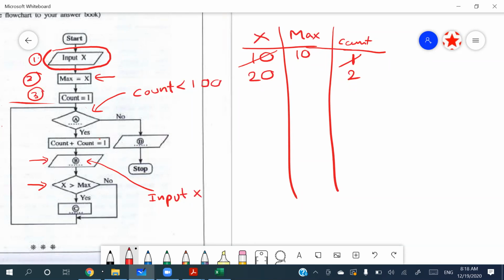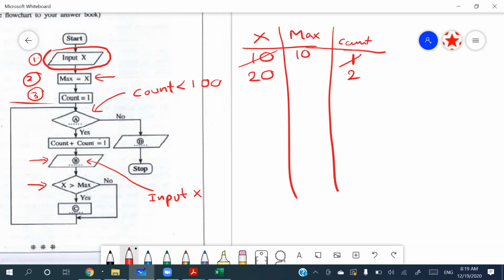So X is 20, max is 10. So it is, yes, it is true. So it is larger than max. Now the purpose of this flowchart is what? To find the maximum number. So if the given number is larger than the maximum number so far, අපි ගාව දැනට maximum කියලා අපි හිතාගෙන ඉන්නේ 10, අපි දෙන number එක 20. So it is greater than maximum number, which flows on the yes part of the if condition.